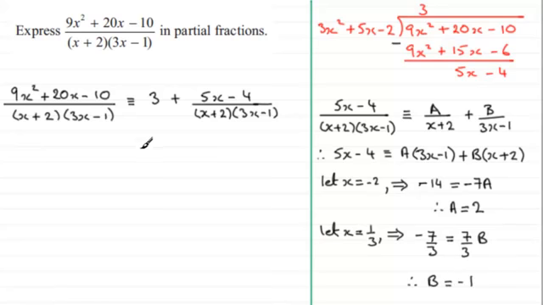Okay, so we can put these values back into here. What we've got is the first term here is 3, and then for this we've got plus a over x plus 2, 2 in other words, 2 over x plus 2, and then we've got b, so I'm not charging in with a plus sign yet, we've got minus 1, so we've got minus 1 over 3x minus 1. Okay, and we have our partial fractions.